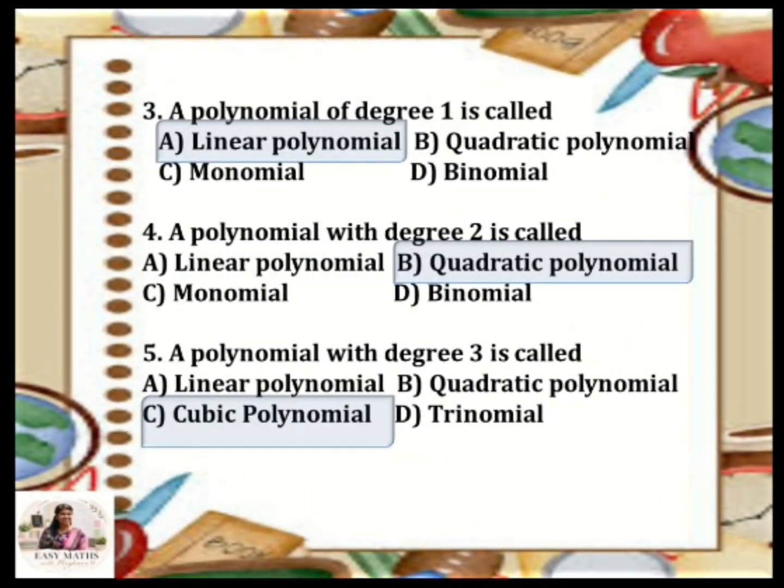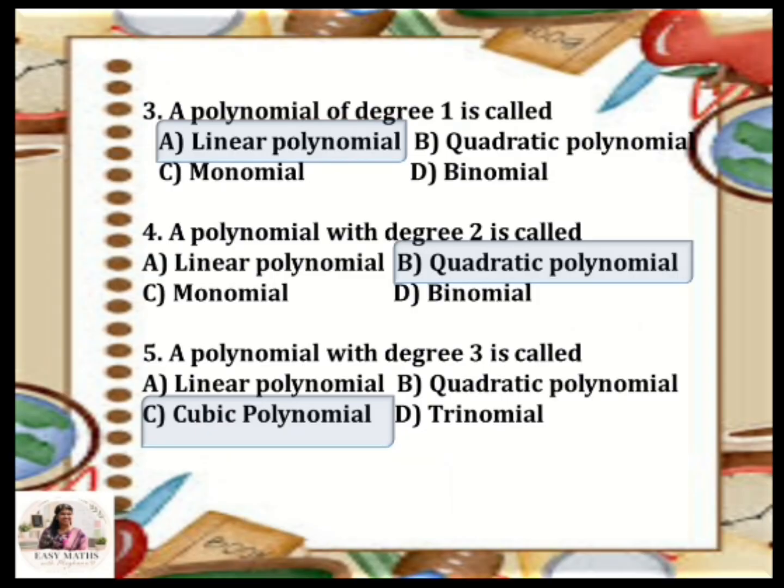Next question, question number 3. A polynomial of degree 1 is called as, that is linear polynomial. A polynomial with degree 2 is called as quadratic polynomial. A polynomial with degree 3 is called as cubic polynomial. So this is the classification of the polynomial based on the degree. Students, a question may arise, what is a degree? So degree is nothing but it is the highest power of the variable.